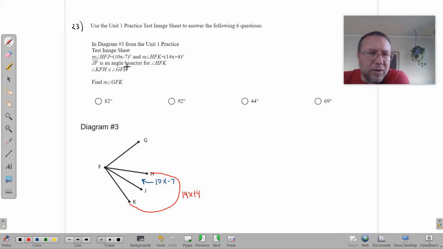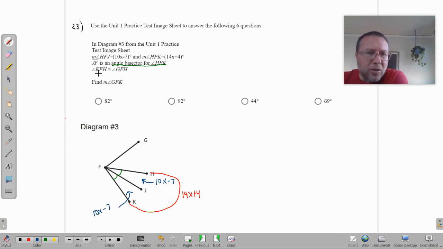And it says that JF is an angle bisector. That means it cuts it in half. So what that means is that these two angles are congruent. So that angle is the same as that. I can't claim it because I looked at it and it looked that way. The only way I can claim that is because they said it's an angle bisector for HFK. So if these two are the same, then this is also 10x minus 7.